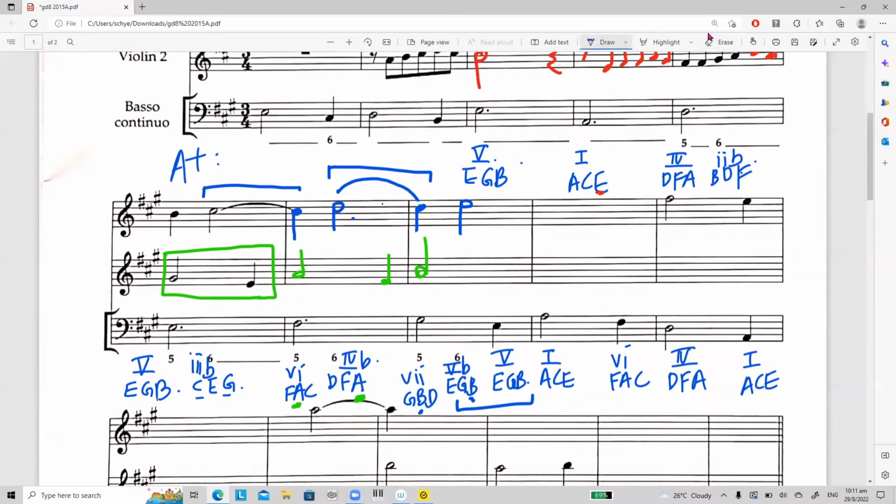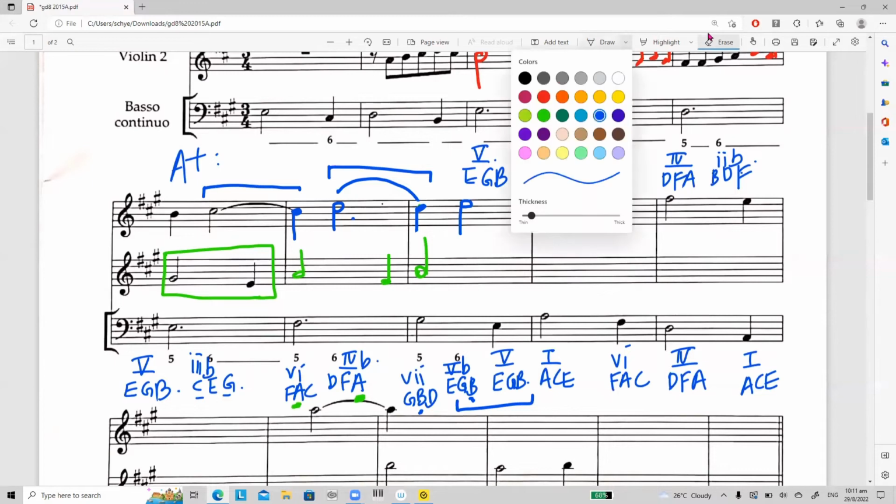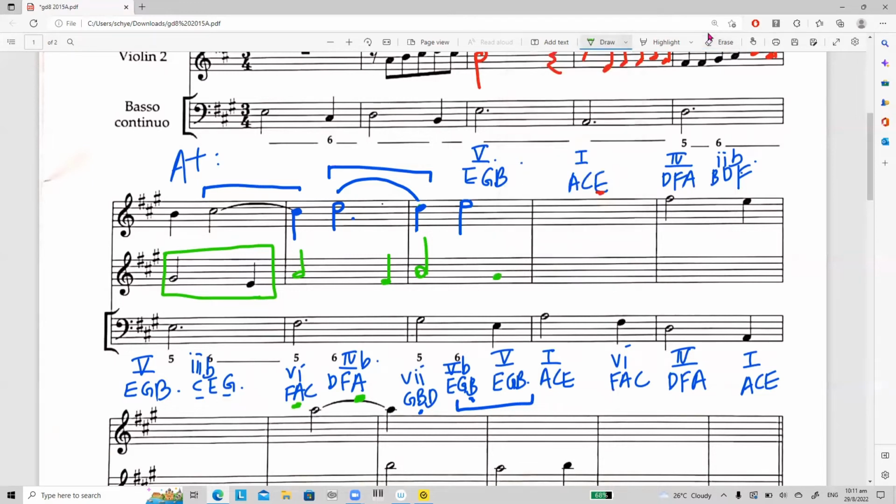So this is a minim. Then the third beat I choose E, E. That is a major chord, right? E, G, B is a major chord. E, E, then for the middle voice, I can put a G.